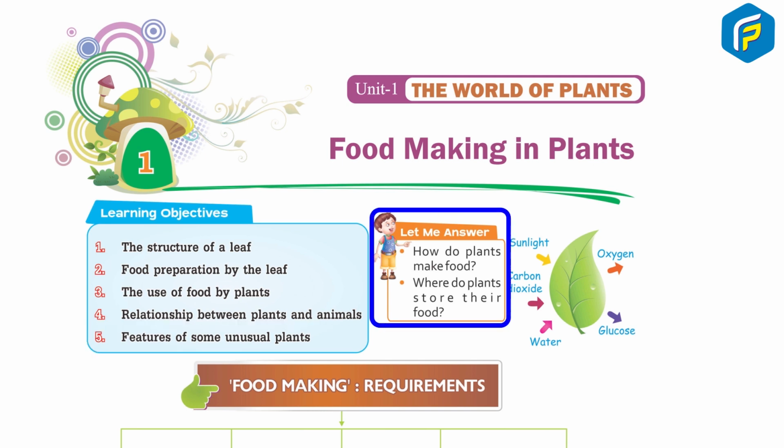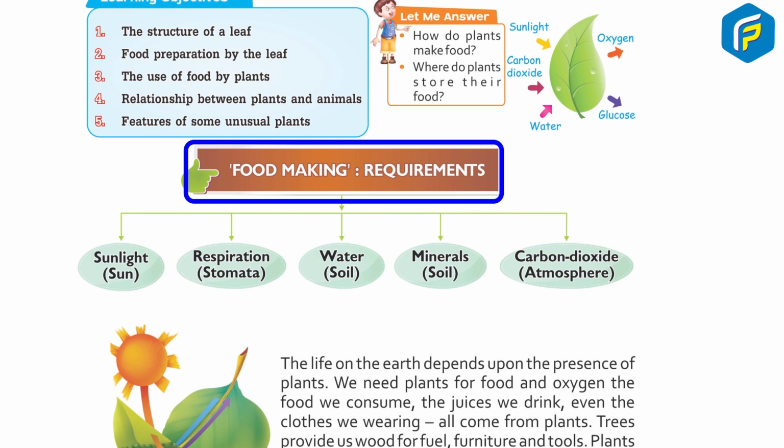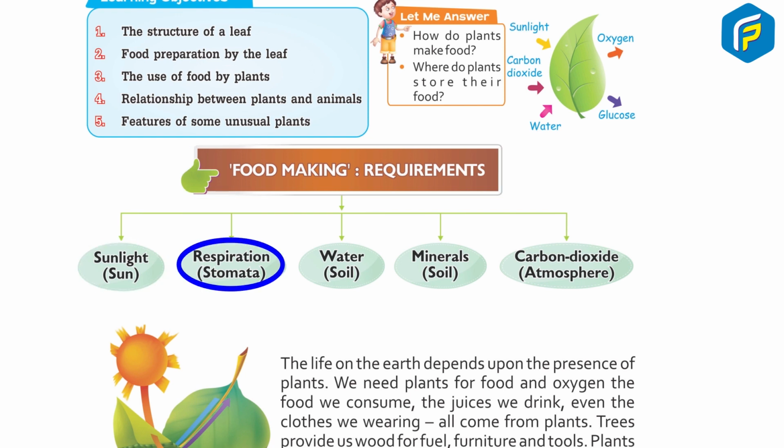Let me answer. How do plants make food? Where do plants store their food? Food making requirements: sunlight, from the sun; respiration, through stomata; water, from the soil; minerals, from the soil; carbon dioxide, from the atmosphere.